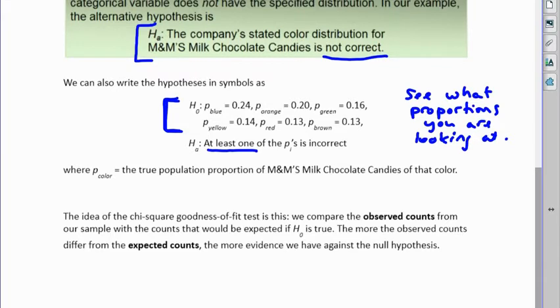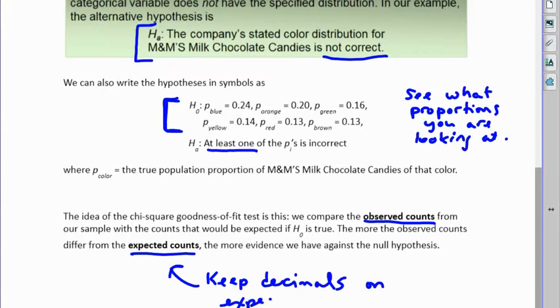So the idea of a chi-squared test is that we're looking at observed counts and we're going to compare them to expected counts. And when we do that comparison to the expected counts, you want to make sure that you keep your decimal. If you expect 2.2 red M&Ms, then you should say you expect 2.2, not 2. So keep decimals on expected counts. There's going to be a lot of calculator use for this.